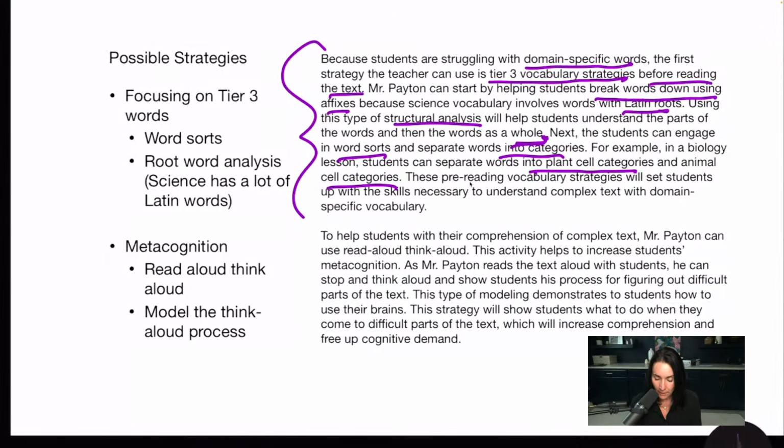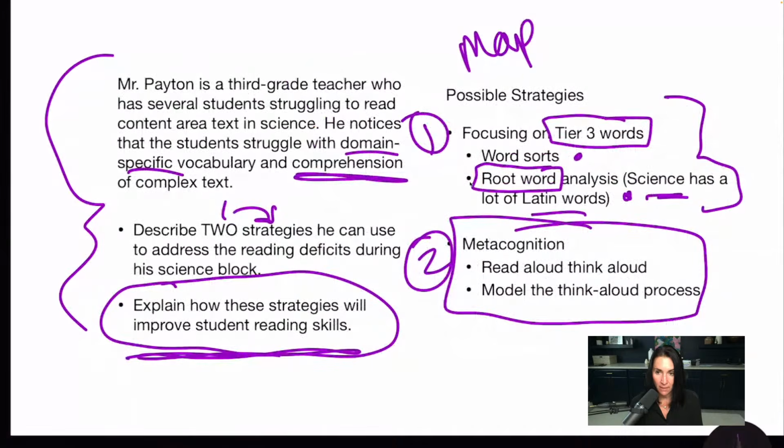And then I go ahead and wrap it up. These pre-reading vocabulary strategies will set students up with the skills necessary to understand complex text with domain-specific vocabulary. So I could choose either one of those things. You don't need both. Again, I'm using it because I want you to have more examples. But did I satisfy my first task here? Yes, I did for the first strategy.